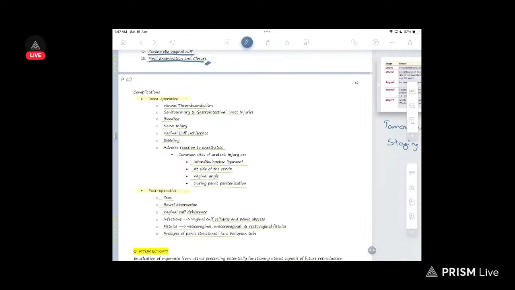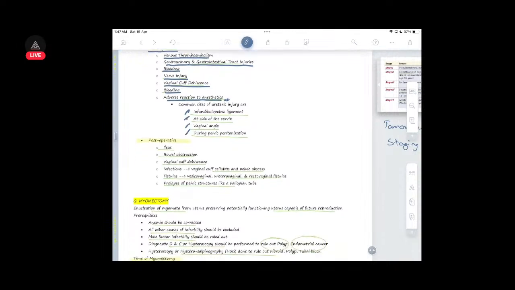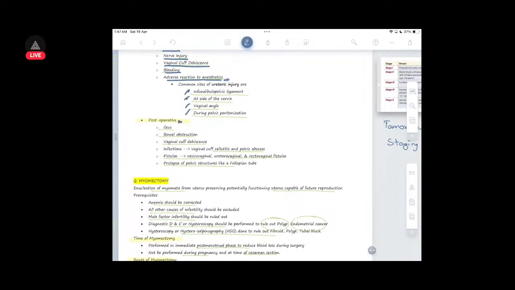Then complications, you have intraoperative complications, which are venous thromboembolism, genitourinary and gastrointestinal tract injuries, bleeding, nerve injuries, vaginal cuff dehiscence, and bleeding. Adverse drug reaction to the anesthetics also may be there. Your common sites of injury are infundibulopelvic ligament, the side of cervix, vaginal angle, and during pelvic peritonization.